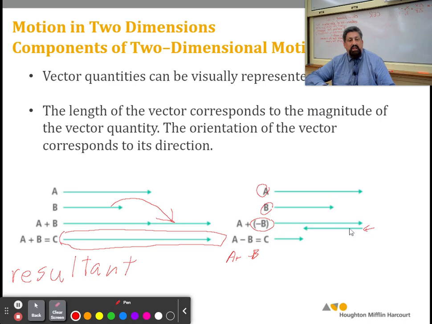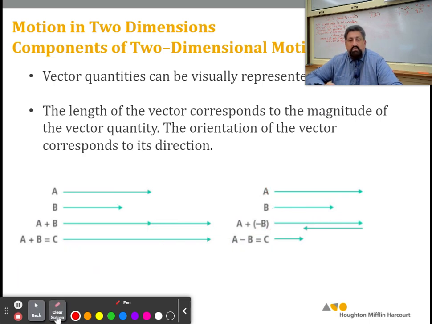If we take the tail of vector negative B and put it in contact with the head of vector A, then we can take the length of vector B away from the length of vector A. We can take that magnitude away, and we can see that the length of vector C, I'm sorry, is shorter than vector A was. We're going to do some practice with this, so we'll definitely get a lot of practice with this.